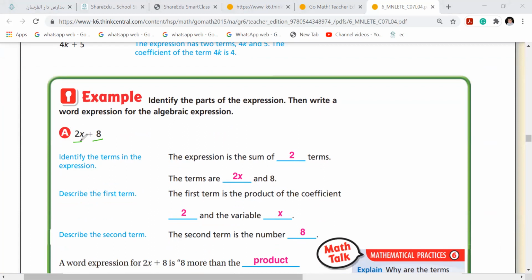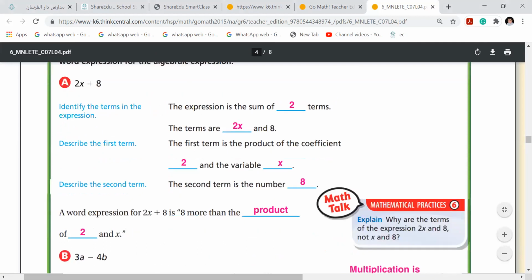2 is the coefficient and x is the variable. In the second term, the number is 8. Is this very clear? There are two terms, 2x and 8, in which 2 is the coefficient, x is the variable, 8 is the number. Did you understand? Okay. Yes, 2 is the coefficient, x is the variable, 8 is the number.